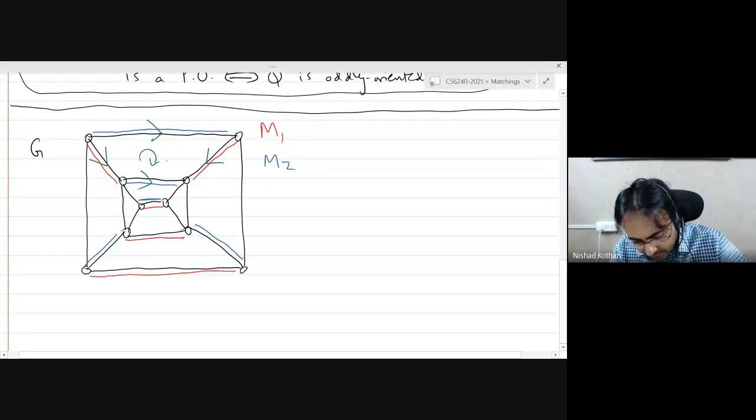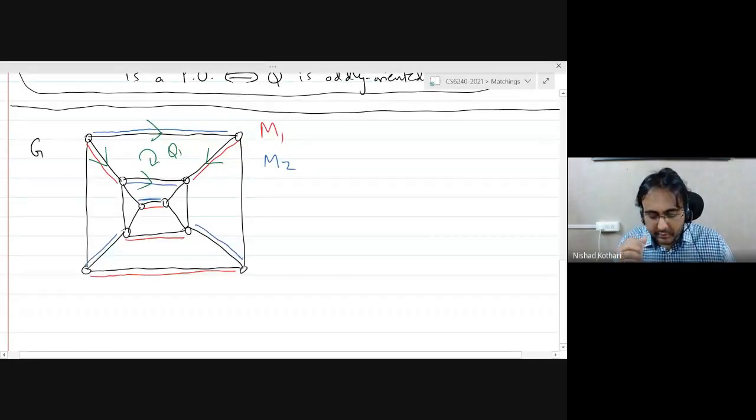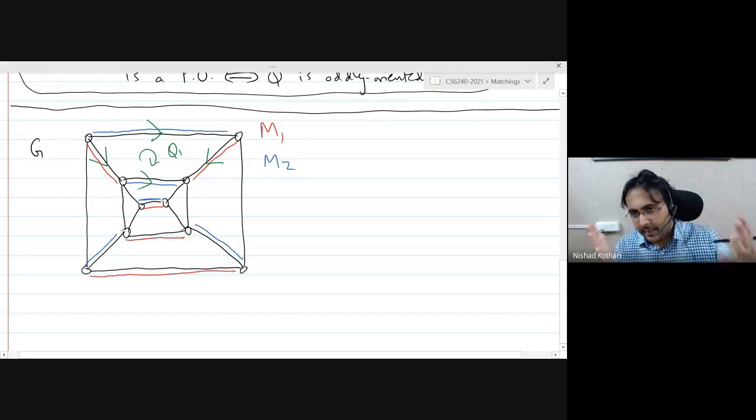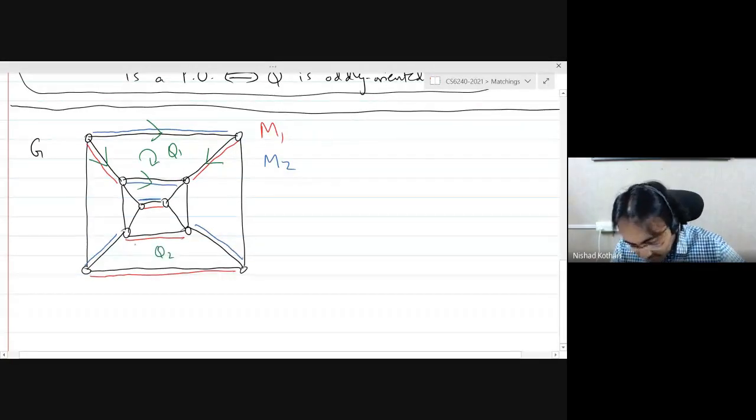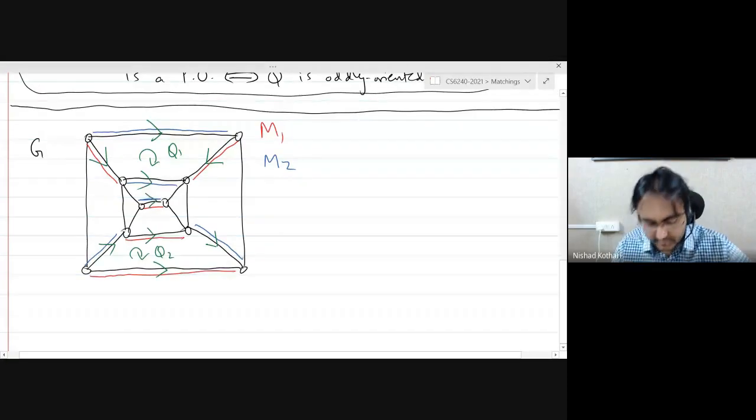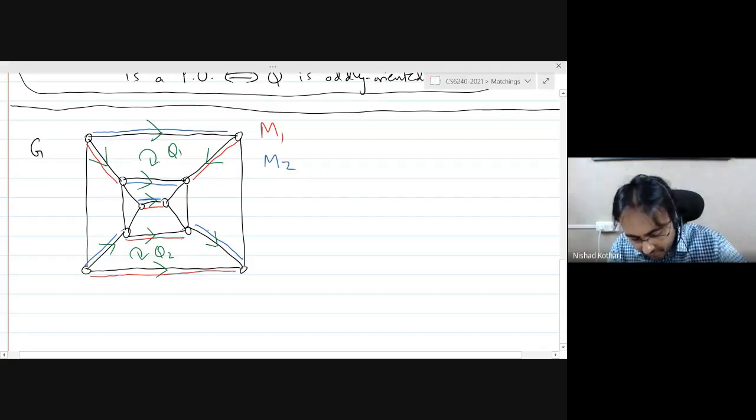And so this is our cycle Q1. It is an M1, M2 alternating cycle of length 4. Okay. So you kind of expect this, right? When you're looking at two perfect matchings, you expect the cycles in their symmetric difference to play an important role. Okay. And we've got another cycle Q2, whose directions I'm going to put as clockwise, clockwise, anti-clockwise, and clockwise, where this is clockwise. Okay. And I'm going to put some direction on this edge, let's say like this.